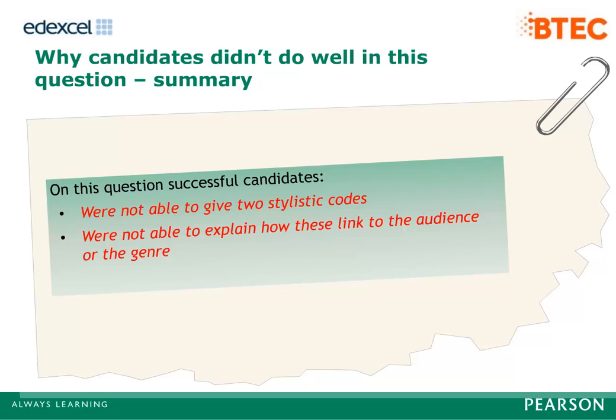Some learners failed to identify 2 separate stylistic codes, or focused on parts of the content, like the inclusion of the web address on the poster. Weaker learners were not able to relate the codes to the effect on the audience.